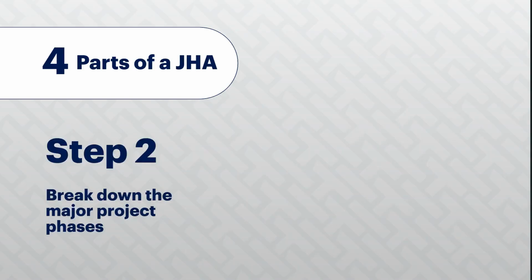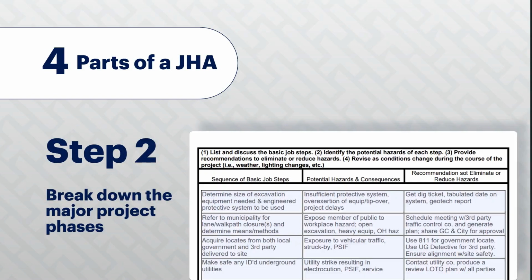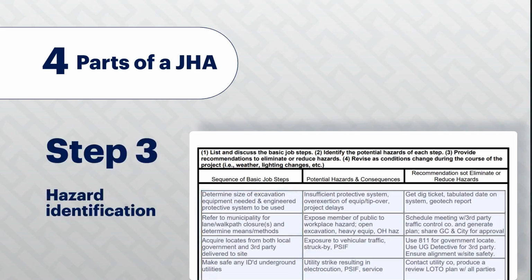Break down the major project phases. In the planning phase, a JHA focuses on broad project stages or milestones rather than the granular daily task. Each phase provides an opportunity to assess and address high-level risk, setting the stage for a more detailed pre-task plan later on. Hazard identification. Here's where you want to assess and outline the potential risk associated with each. Hazards at this stage are broader but no less critical.